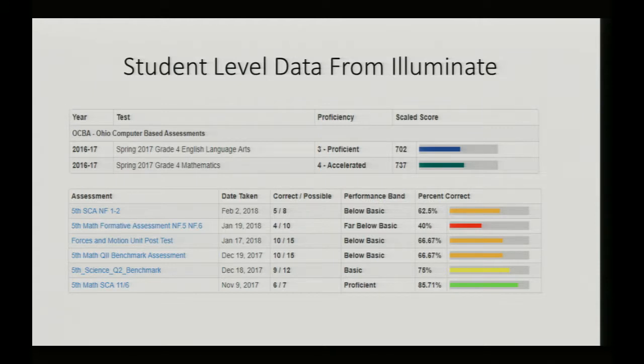I'm sorry, say that one more time. Orange, sorry. Basic, proficient. What color am I starting with? So the red is limited. The orange would be basic. The yellow is proficient. The light green would be accelerated, and then the dark green would be advanced.